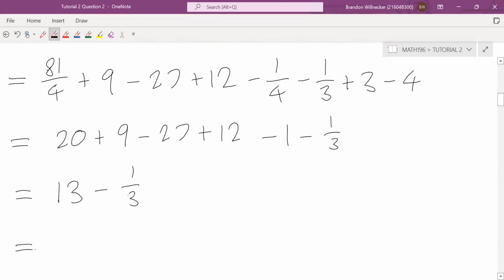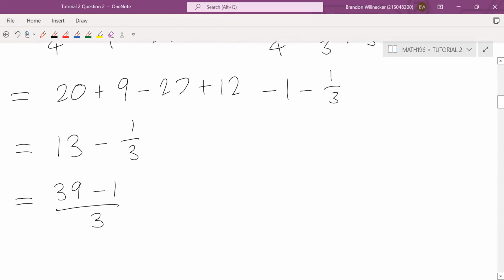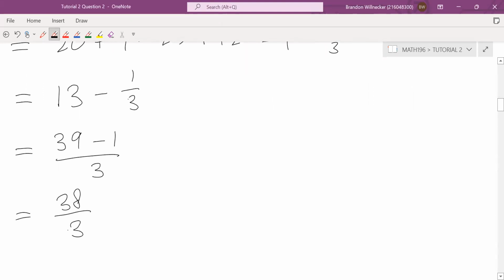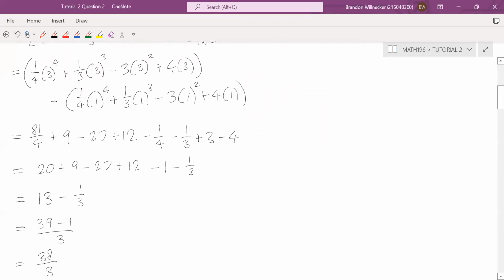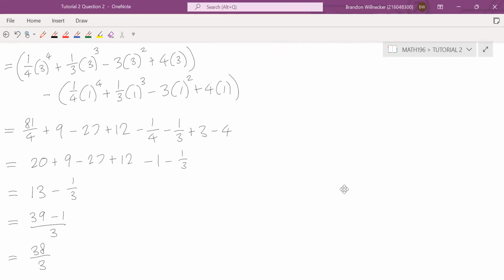Then 13 minus 1/3. We can times by 3 to make this 39 minus 1 over 3. And that's going to give us 38 over 3. So that's our final answer for that one. Are there any questions about this? Okay, so not too bad.